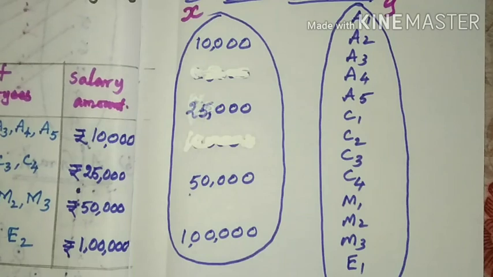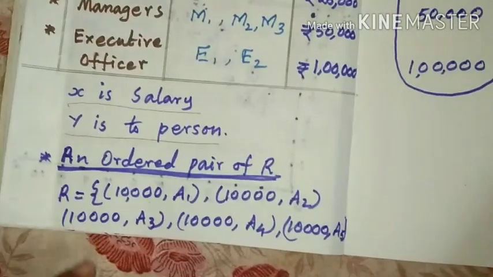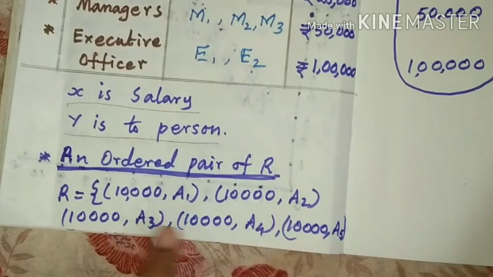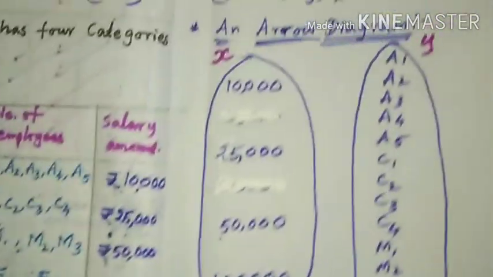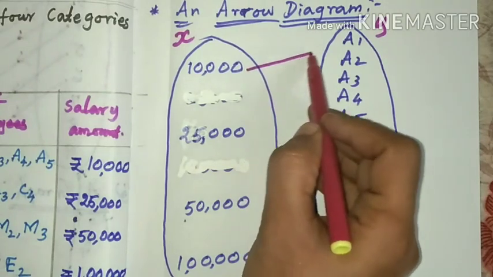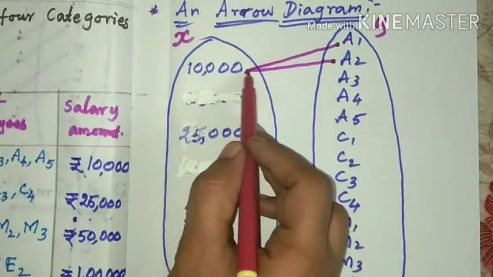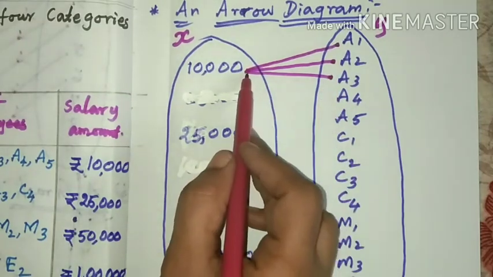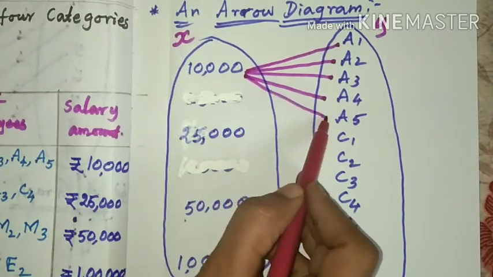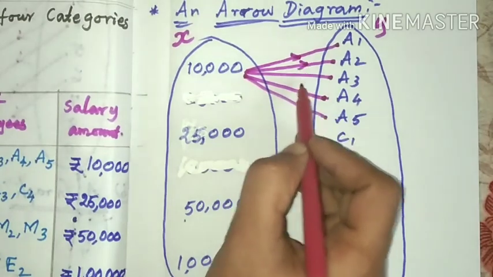Okay. Then 10,000 salary. So see this ordered pair and relate: 10,000 related to A1, A2, A3, A4 and A5. So salary amount 10,000 related to A1, again 10,000 related to A2, 10,000 related to A3, 10,000 related to A4 and 10,000 related to A5. You put the arrow mark like this.